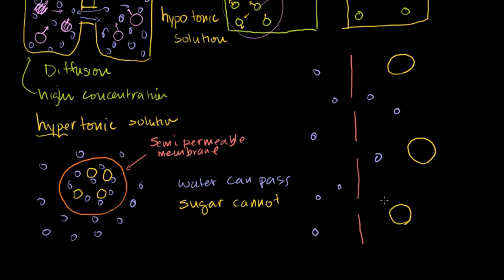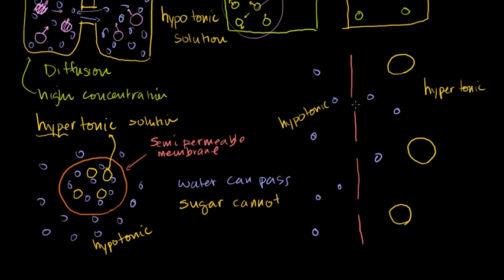Now, what do you think is going to happen in this situation? So first of all, let's use our terminology. Remember, sugar is our solute, water is our solvent, and we have a semi-permeable membrane. Which side of the membrane has a higher or lower concentration of solute? Well, the inside does. The inside is hypertonic. The outside has a lower concentration, so it's hypotonic out here. Lower concentration of solute.